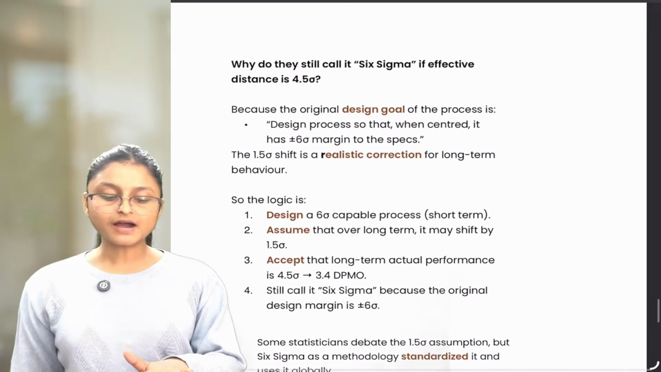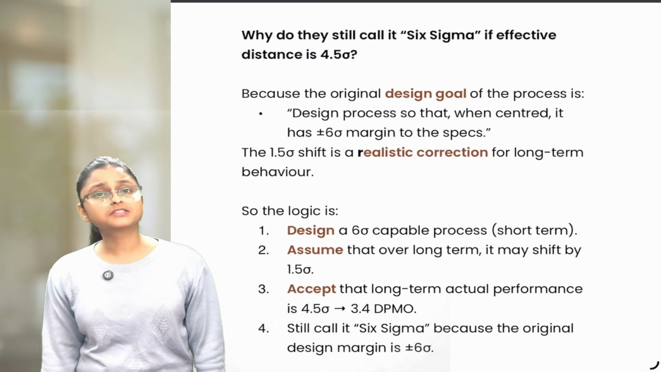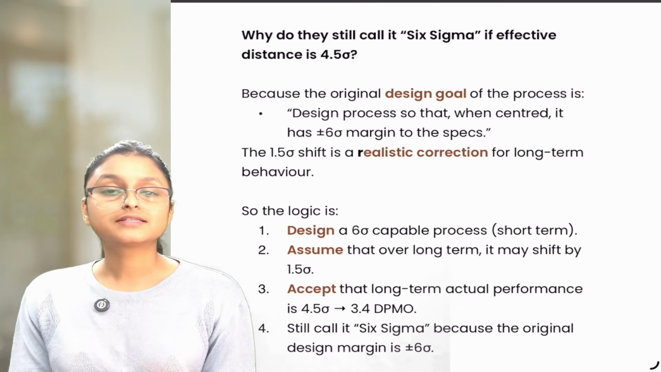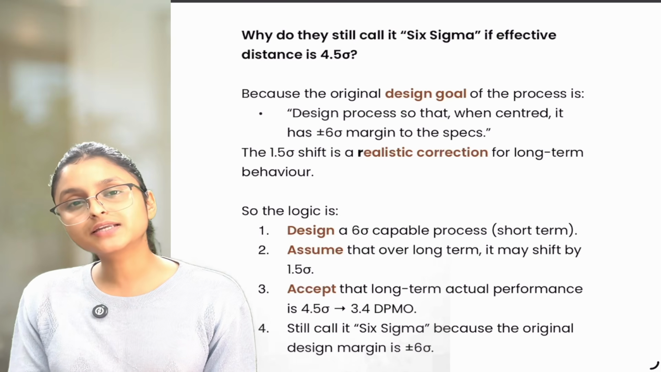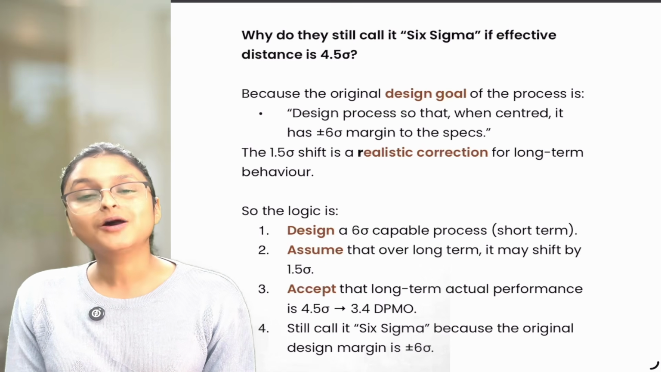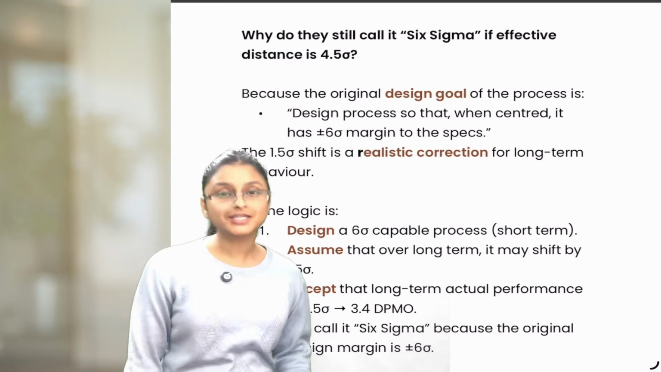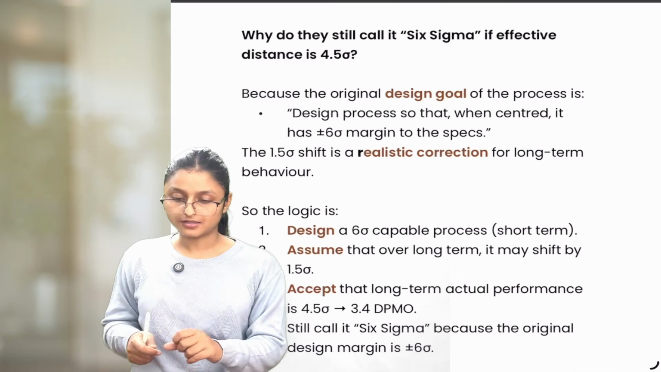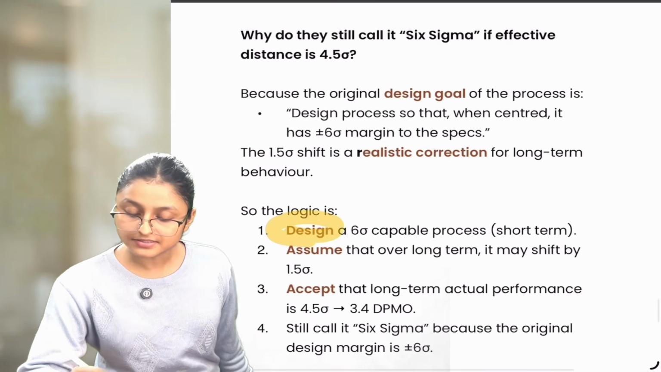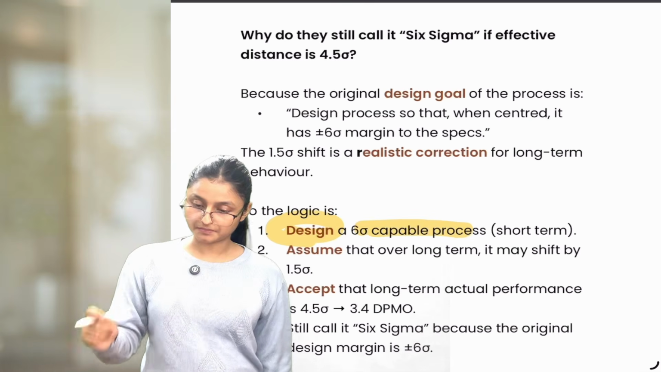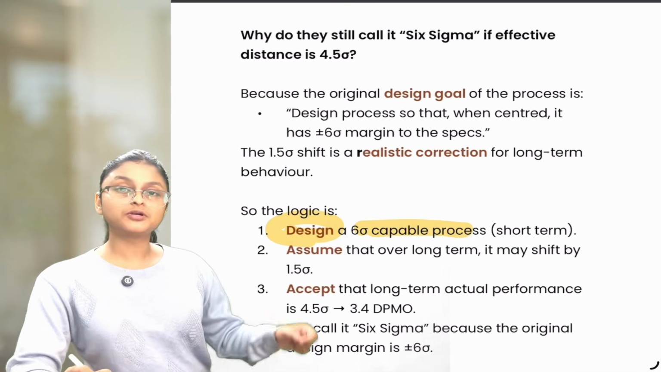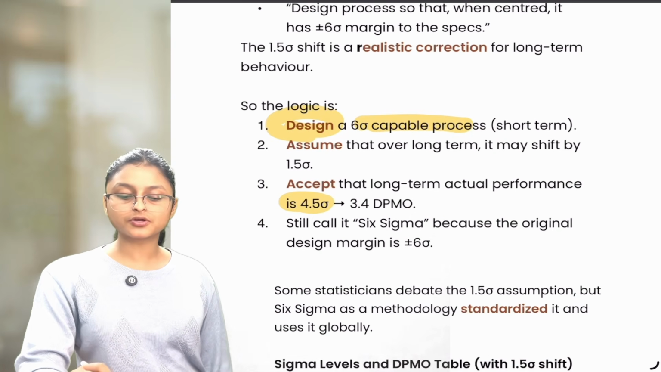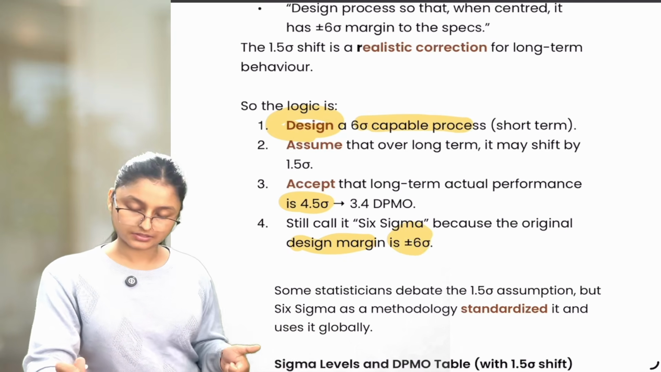Now moving forward, why do they still call it 6 sigma if the effective distance is 4.5? We already understood that 4.5 sigma is the real one. 6 sigma is just the name of it. Then why are we calling it 6 sigma and not 4.5? Because our process should be designed to cover 6 sigma. Then only, if there is any shift, we will be able to get up to 4.5 sigma. We have to design our processes such that our process is 6 sigma capable. Then only in the long term will we be able to achieve up to 4.5 sigma, which is 3.4 defects per million. We still call it 6 sigma because the original design of the process is as per 6 sigma opportunities, right?